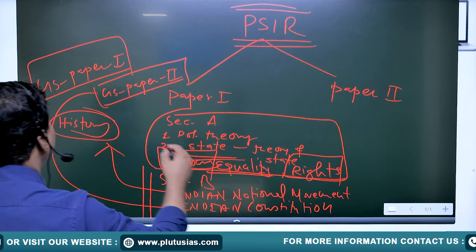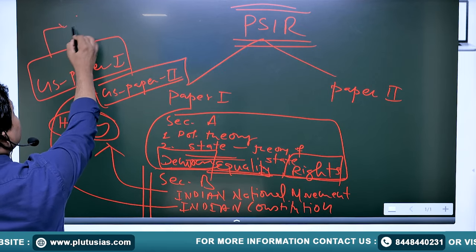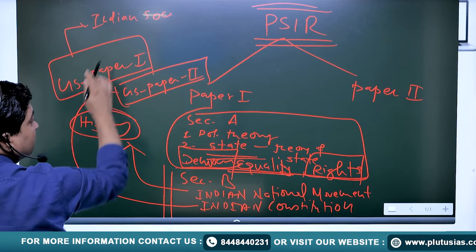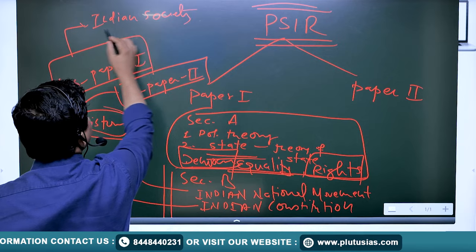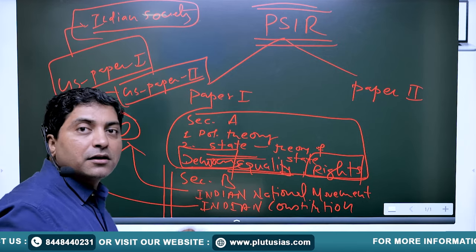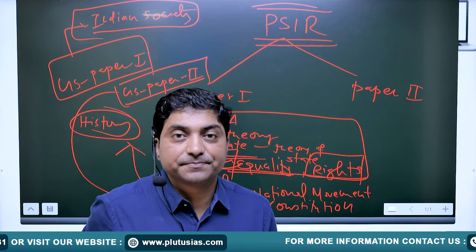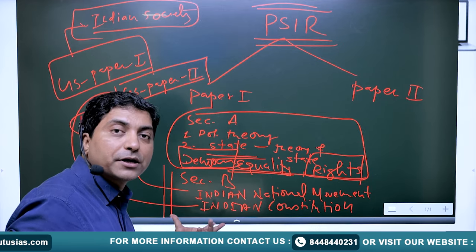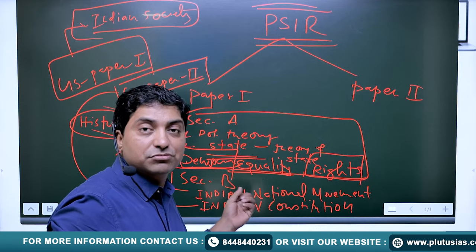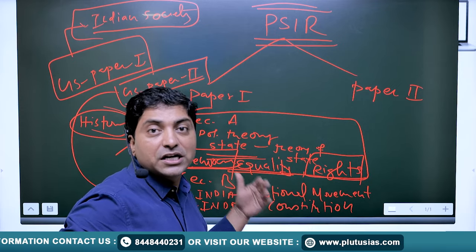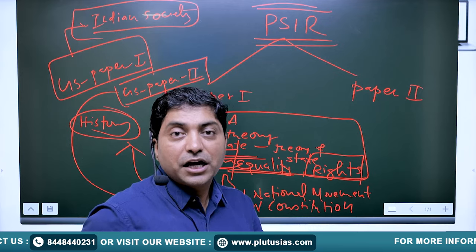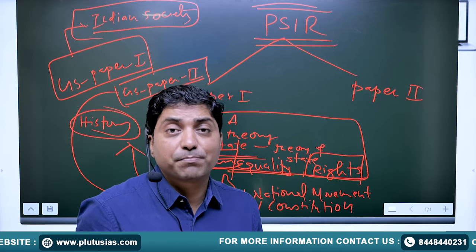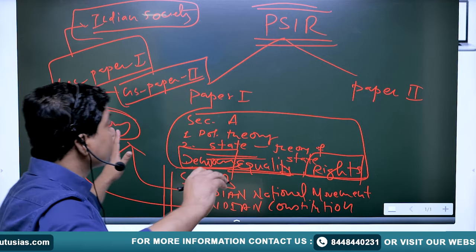Apart from it, if you look at GS paper 1, the Indian society part is covered by section B of paper 1. For example, in section B of paper 1, there is a topic called caste, class, religion. That is an important part of Indian society to understand the Indian social system and how religion, caste or class play a crucial role. So it is covered.